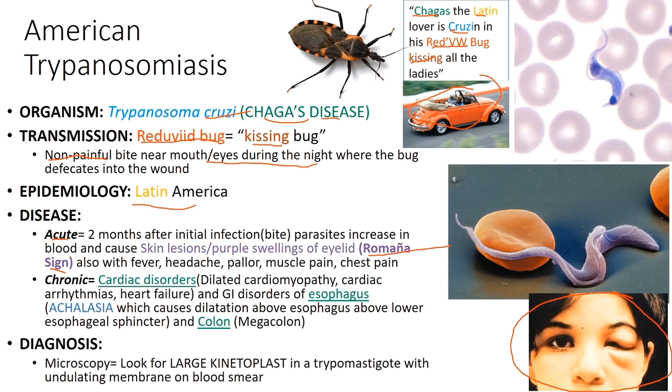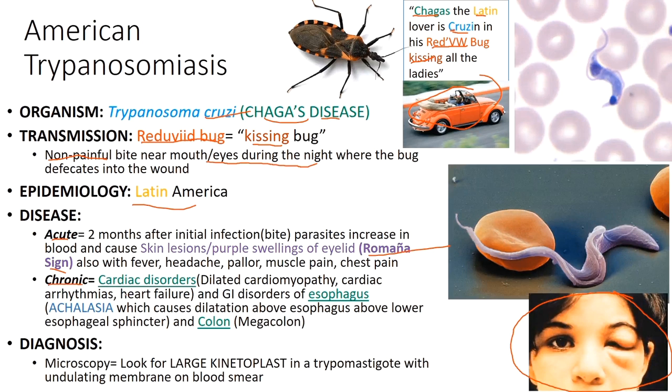That's as the worm migrates around on the skin, your arm and leg or wherever it is, and then it makes its way up to the eye. But this is just in the eye, just the eyelid swellings, and they're kind of purple in color. This is known as Romaña sign, and that's why I made them a little bit purple. You can also see fever, headache, pallor, muscle pain, and chest pain with this.